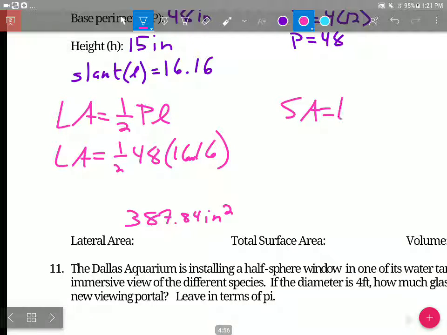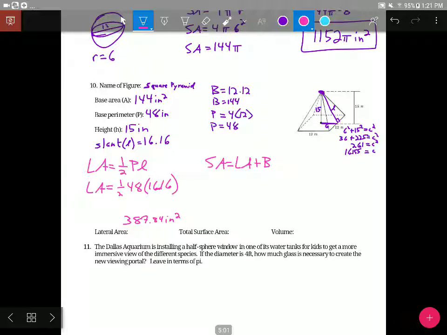The total surface area is the lateral plus one base, because there's no base on top of the pyramid. Again, there's a base down here, but there's no base up here, so there's only one of them. So SA equals 387.84 plus a base of 144, which is 531.84 inches squared. And I feel like I need a third color because we're starting to bleed over.